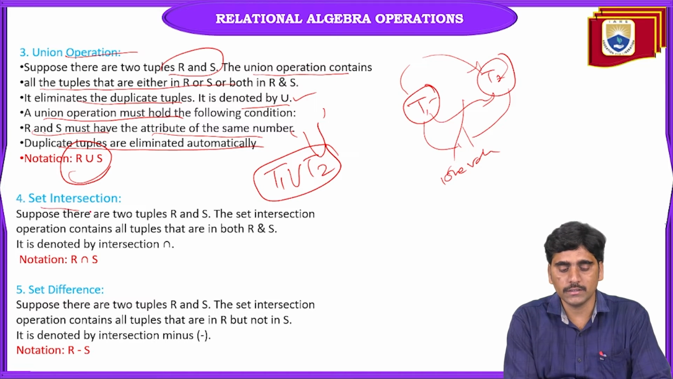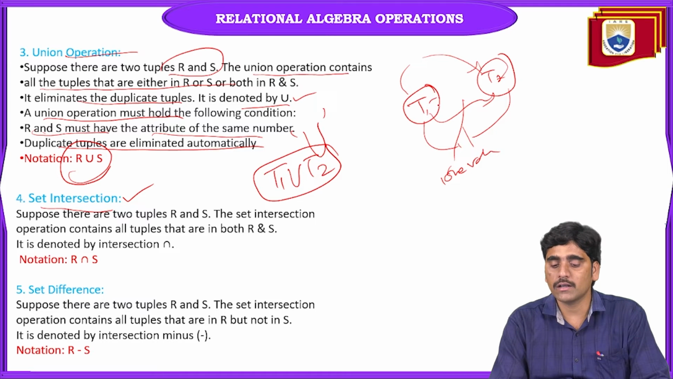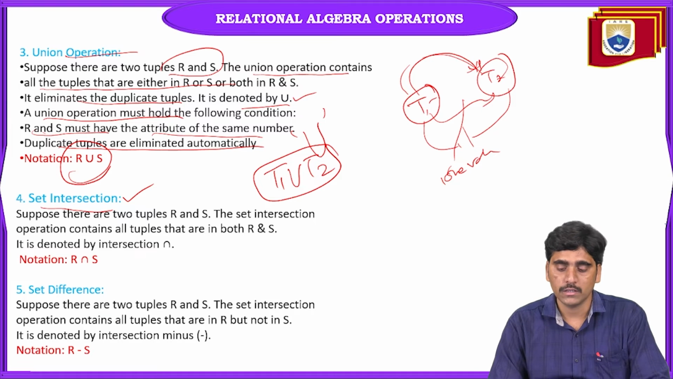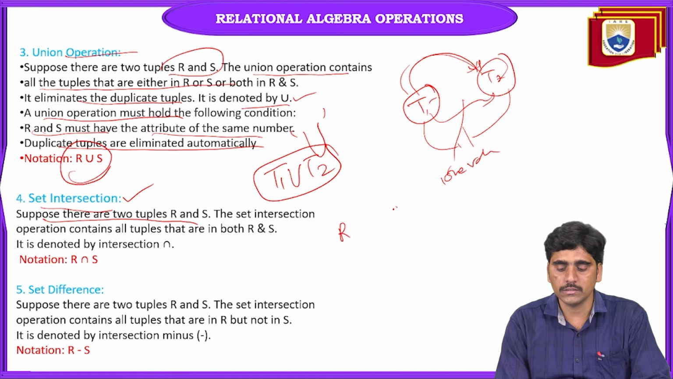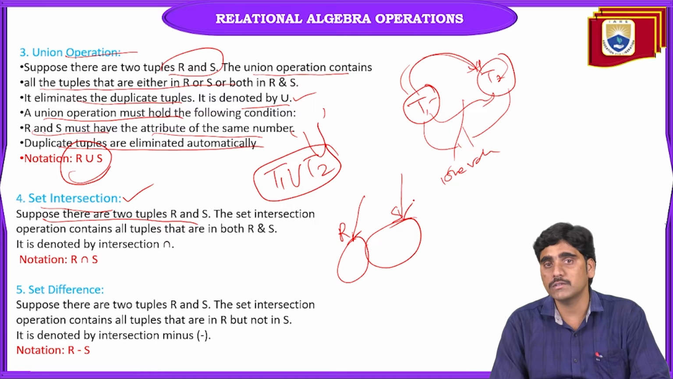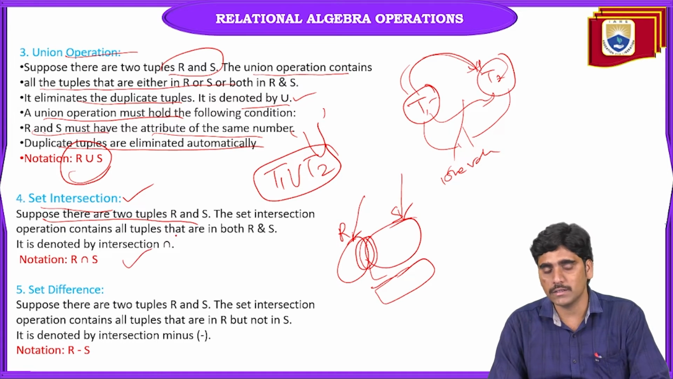And the set intersection operator. So what will intersection display? It takes the common values from the two tables and displays them. Suppose there are two relations, R and S. This is R and this is S. The intersection contains all tuples that are in both R and S. So it displays the tuples in R and S that are the same. Those same values you need to display. So that indicates R intersection S.